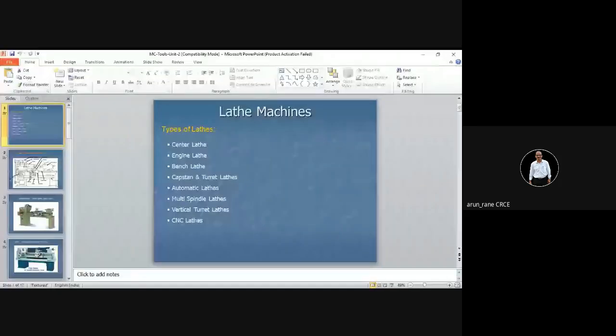So we'll start our journey to the lathe. Today we are also going to see some photographs of different types of lathes. Can you see this screen, the types of lathes? Yes.